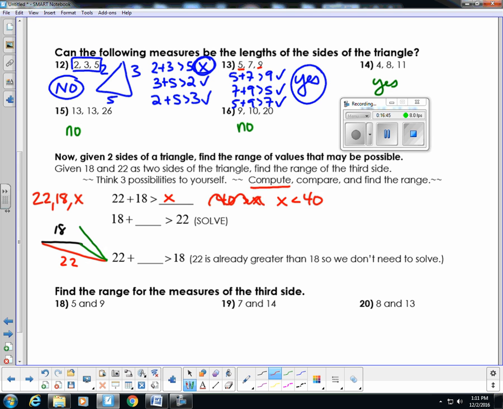Now I'm going to add the first and the second number and see if they're bigger than the third number, and I'm going to solve this. So I subtract 18 from each side, and I get x is greater than 4. Now, that could be my floor. But I have to do the last combination. I've got to add the first and the last and see if it's greater than the middle number. So again, I'm going to subtract 22, and I get x is greater than negative 4.